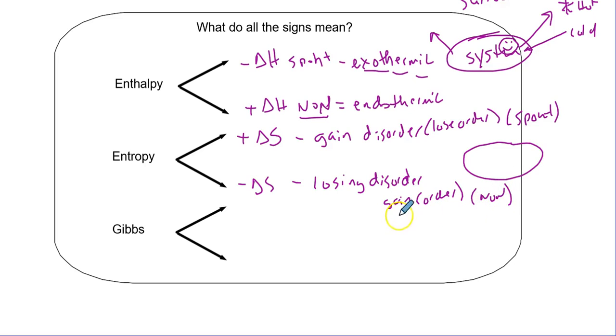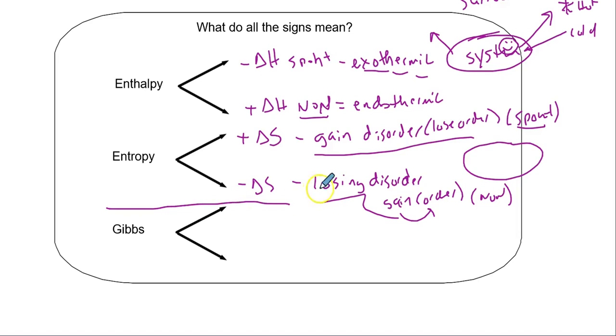Keep in mind, gaining order is not free. You need to add energy to order something, and then it unravels all by itself. This one unravels all by itself, no problem. Gaining order or losing disorder is not free. All right, Gibbs. The Gibbs is these two guys included, combined.